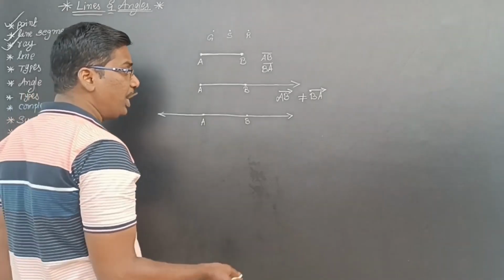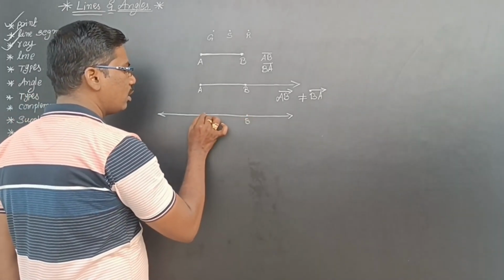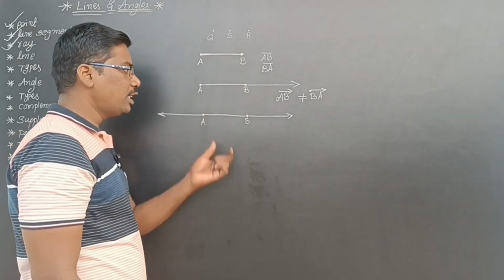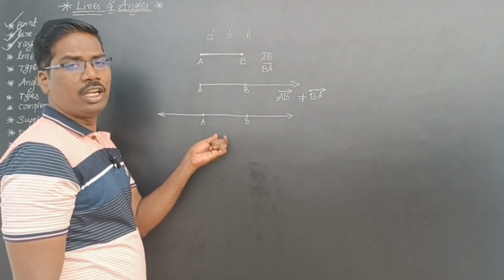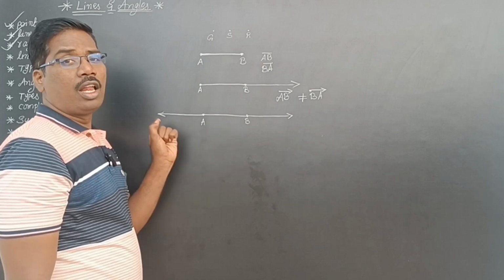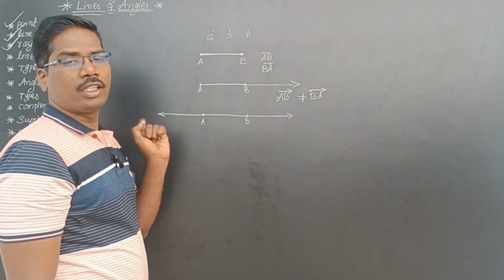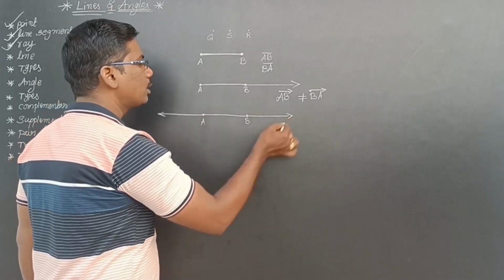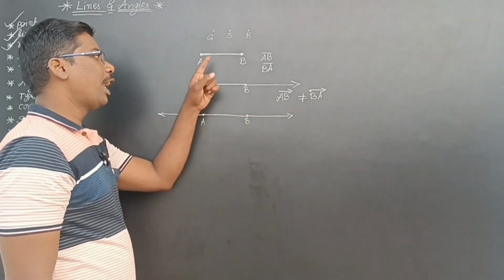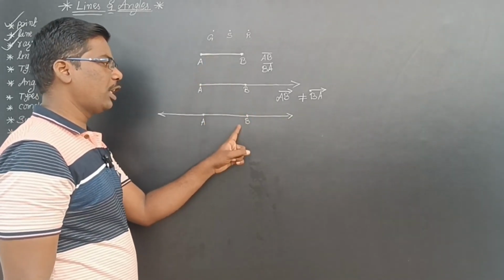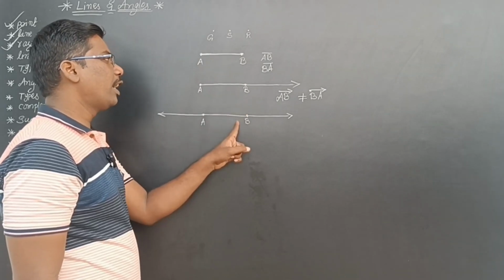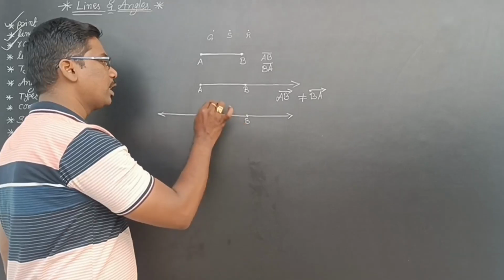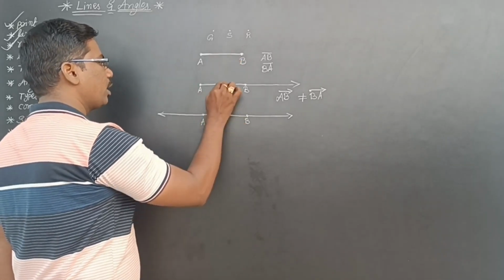Now, if you clearly observe, this line segment AB is some part of the line. So, we can say that a line segment is a part of the line, and a ray also is some part of the line. But a line is not a part of the ray and a line is not a part of the line segment, isn't it? Is it clear?